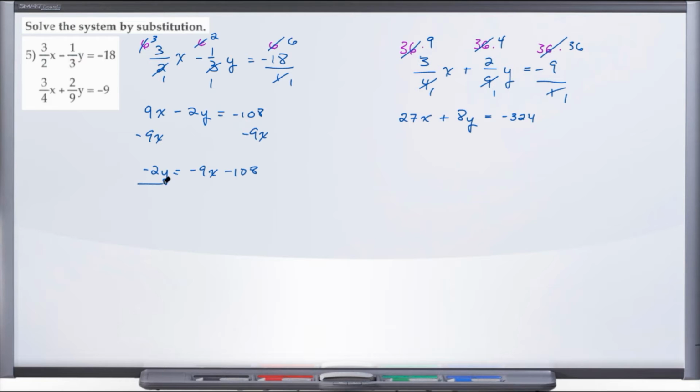And then solving for y, we'll divide by negative 2, divide by negative 2, and that's going to leave us with y equals negative 9 divided by negative 2, which is positive 9 over 2x, and then negative 108 divided by negative 2 is a positive 54. All right, so here we have solved for y, and we did end up with another fraction, but that's okay.